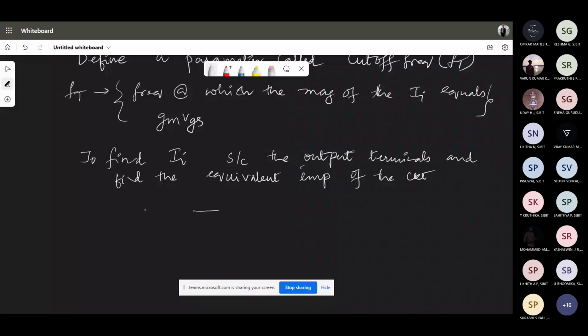And what will you get? The circuit reduces to this: two capacitors connected in parallel because I'm short circuiting the output. That is how you find the equivalent impedance, and then you find the current flowing in this. Ii is what I'm interested in. VGS is the voltage being applied. This is CGS, this is CGD. Correct? And what will be the equation for Ii now?